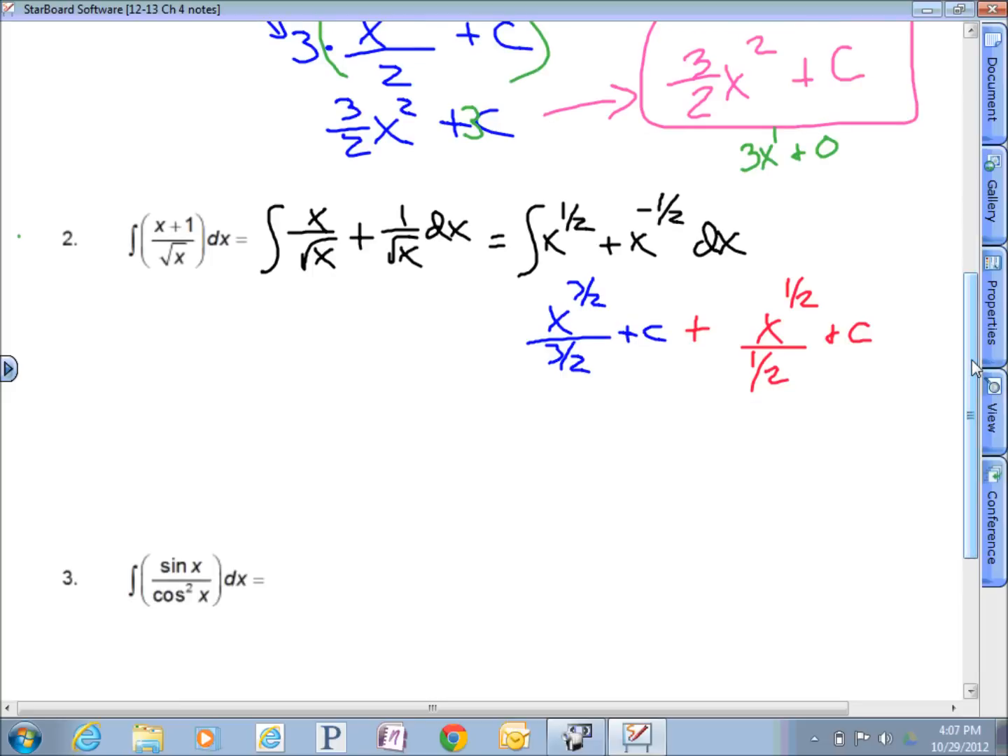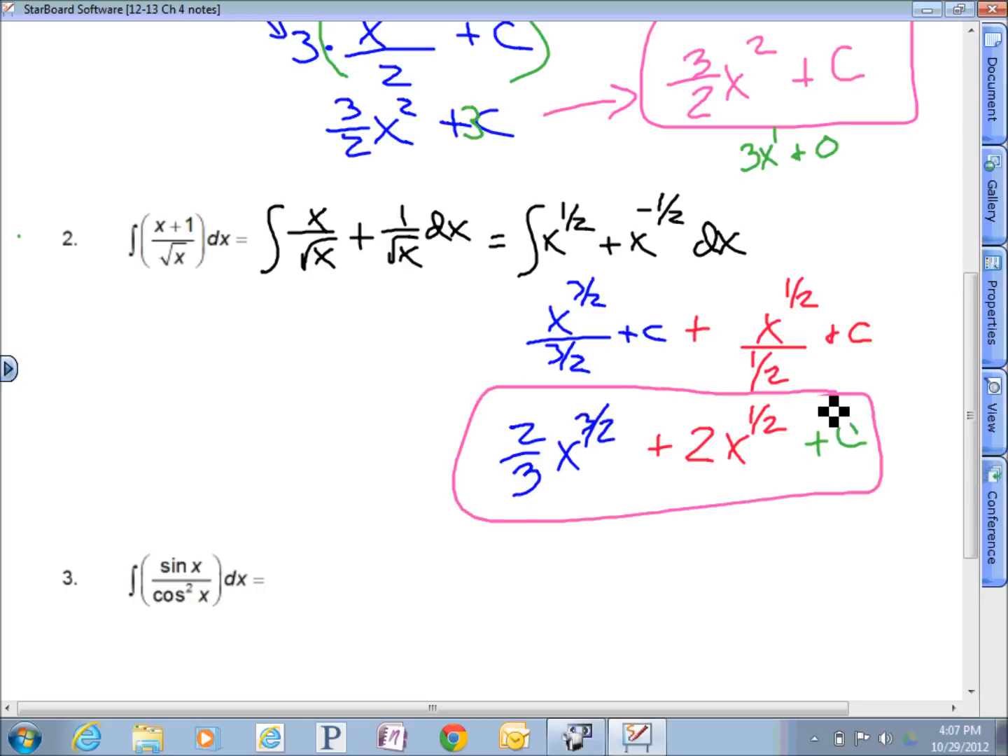Blue one. Dividing by 3/2 is the same as multiplying by 2/3. x to the 3/2. Red one. Dividing by 1/2 is the same as multiplying by 2. And what we really have is two c's there. Well, if you add those two constants together, it's just going to be a new constant. We still don't know what it is, but we have this new constant.